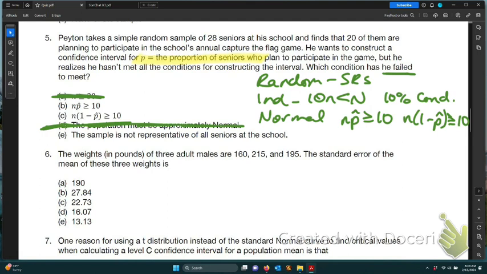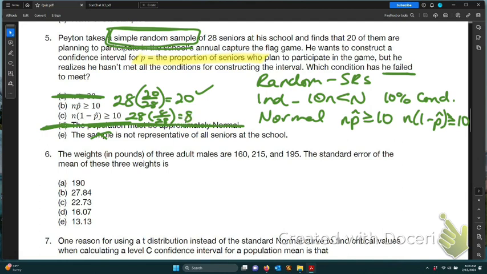The sample is not representative of all the seniors at the school. If we say that it's a simple random sample, that's due diligence enough to say that we have made sure that it's a good representative sample. So that's not a failed condition. So we check this. N times p hat. N here, the sample size, was 28. P hat was 20 out of 28. That equals 20, so that one's good. The next one, 28 times 8 out of 28. That's only 8. It's not good. Why are you talking to ghosts, Dawson? It's not good. So, the condition that failed here is C. Does that make sense? Yes, it does. Okay.